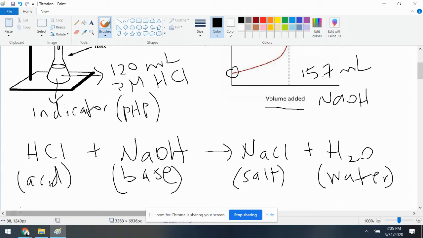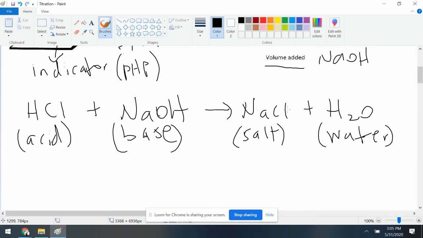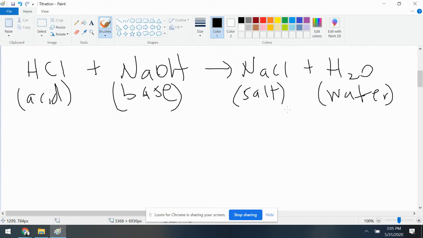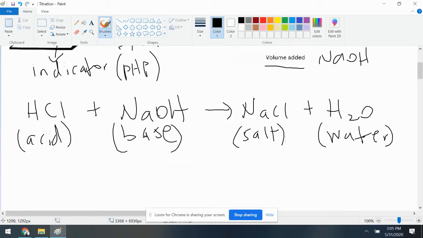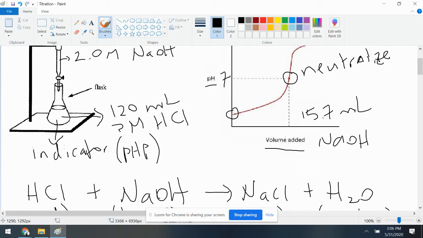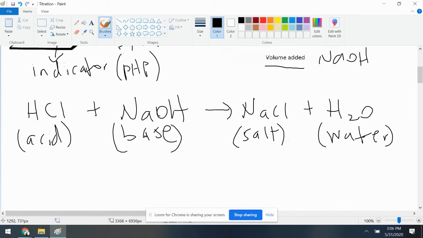Remember, hydrochloric acid is a strong acid. Sodium hydroxide is a strong base. So next, here's my equation. Next, I'm going to use stoichiometry to, again, figure out the unknown concentration of hydrochloric acid. The next thing I'm going to do is start by using how much of the sodium hydroxide you put into that unknown. So what did we use? 15.7 mL of sodium hydroxide.